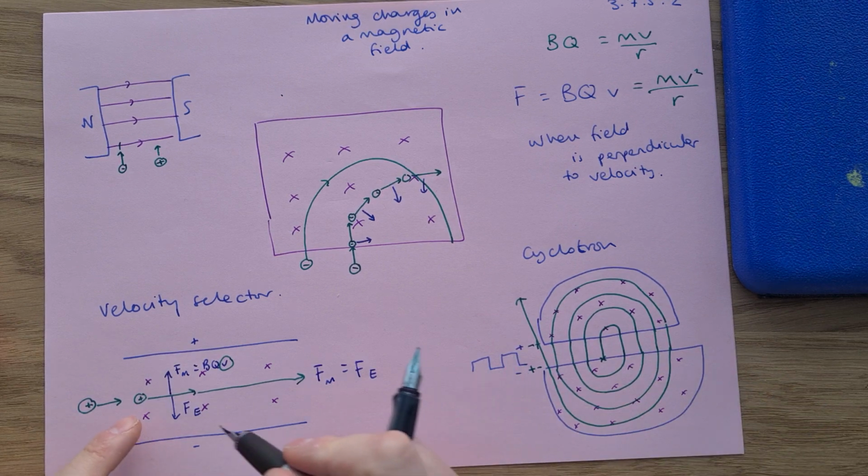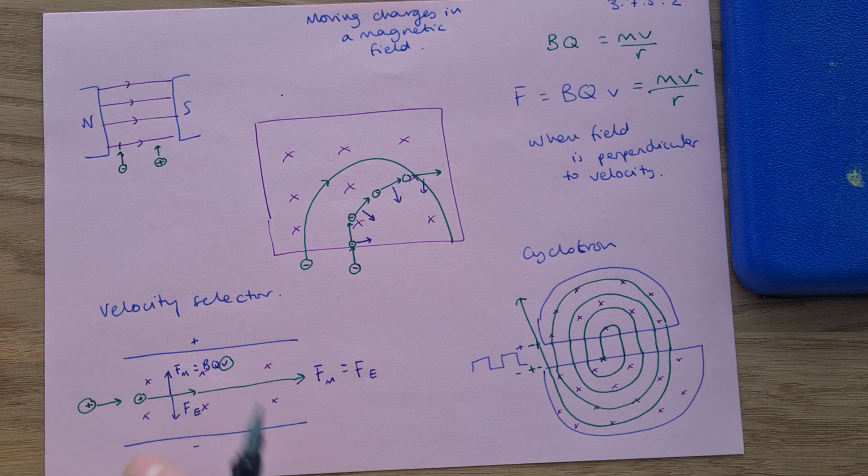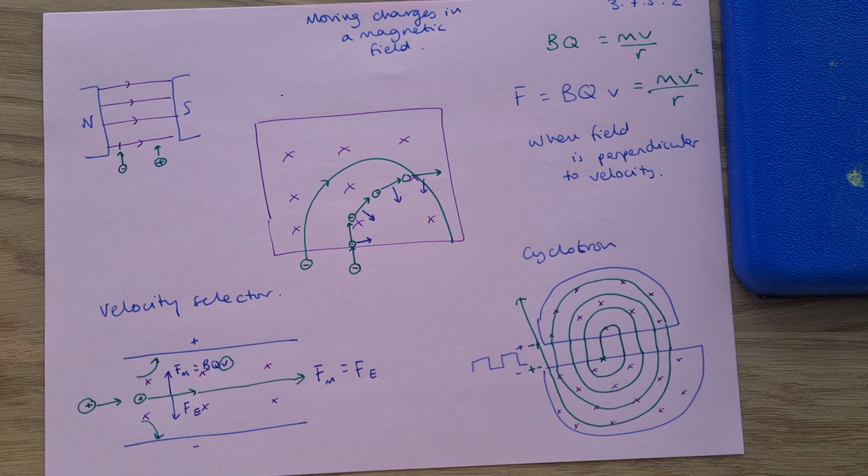Now, if the velocity is bigger, it's going to experience a greater magnetic force, and so it will curve up. If the velocity is smaller, the magnetic force will be weaker, the electric force will be stronger, and it will move towards the plate. So it allows you to put in a load of protons at different velocities, and only the ones that have the perfect velocity for your specific magnetic field and electric field will leave out the end. So that was tricky. Next bit is now going to talk about how we create electricity, which is very important.